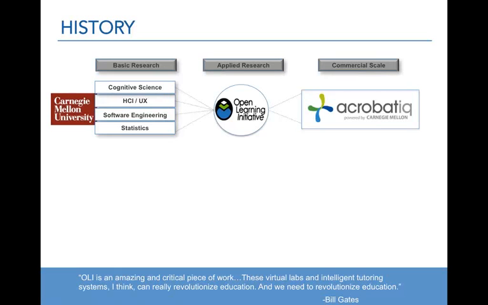Acrobatic comes out of a tradition of having done research at Carnegie Mellon University. And Carnegie Mellon, as you may know, has a long-standing history in cognitive science and what they call human and computer interaction, software engineering, and statistics. So about 10 years ago, about 12 years ago actually, the question that Carnegie Mellon asked itself was how could they take that research and apply it to the developing field of online learning. And out of that came this project in the middle called the Open Learning Initiative.